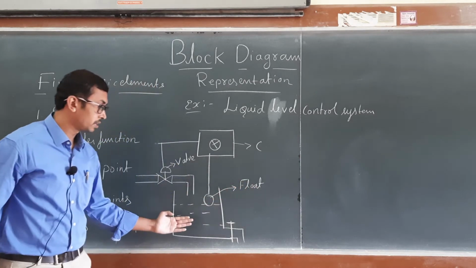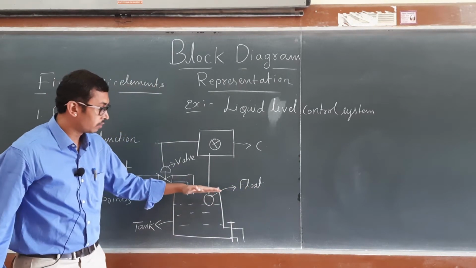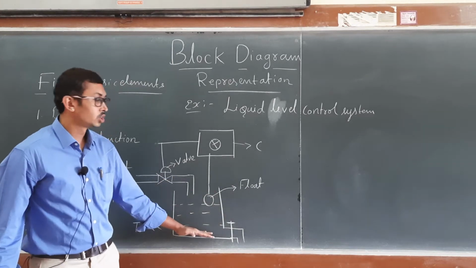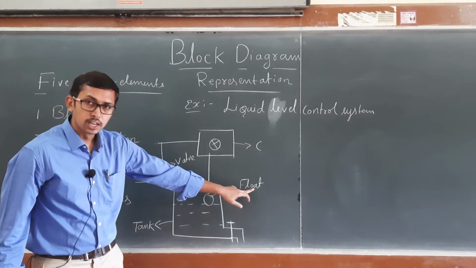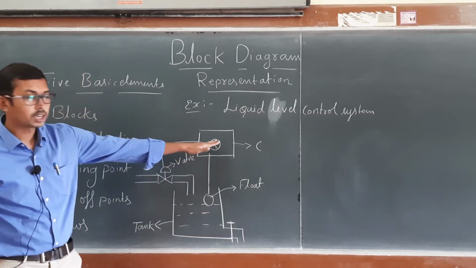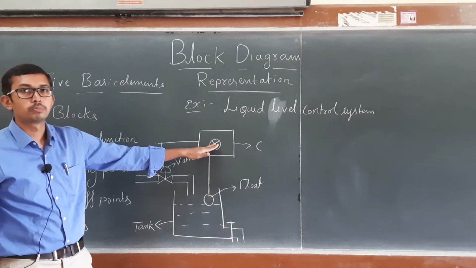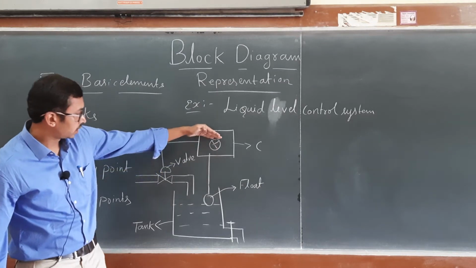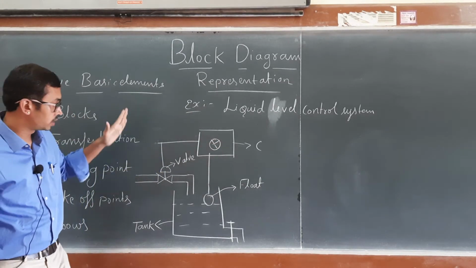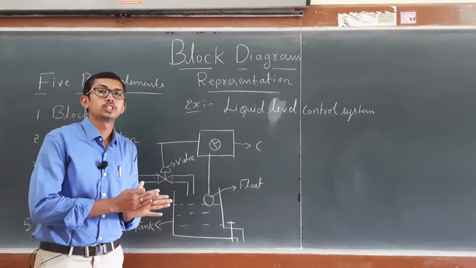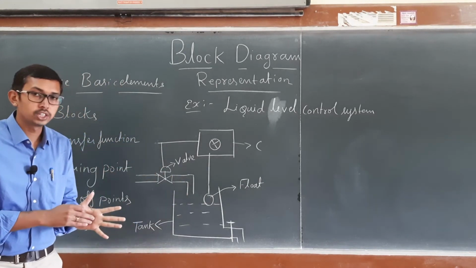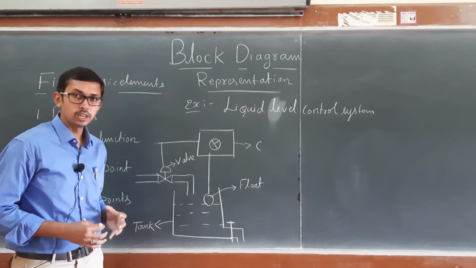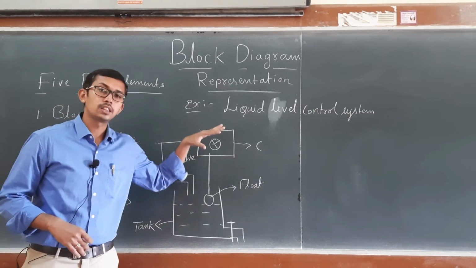So what is happening over here? If the water level decreases, that will be sensed by the float. That signal will be given to the controller, and the manipulated signal will be sent to the valve, whether the valve must be in on condition or off condition depending upon the position of the float. In this way we can maintain the water level.